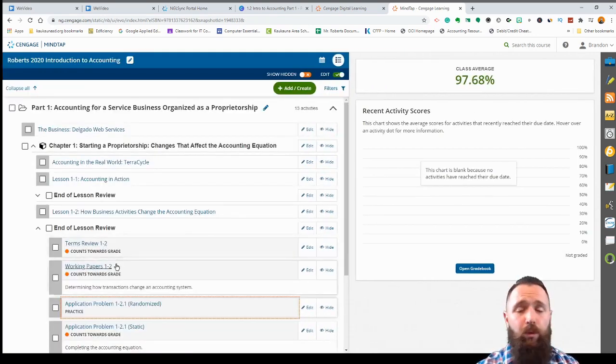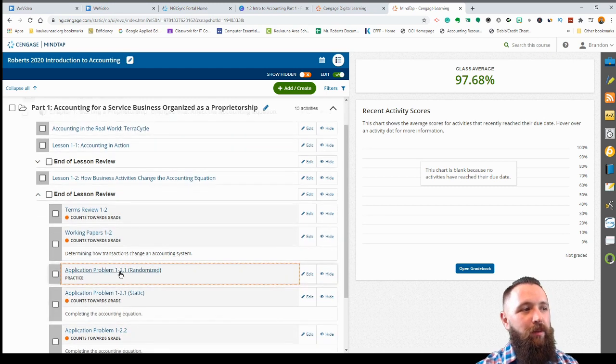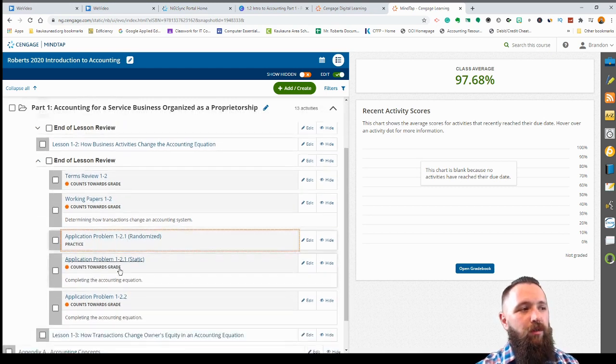Terms review 1-2, working papers 1-2. That's the on your own and work together and on your own, and then the application problem that's randomized. Please don't move on to these next two. These will be done on Thursday.